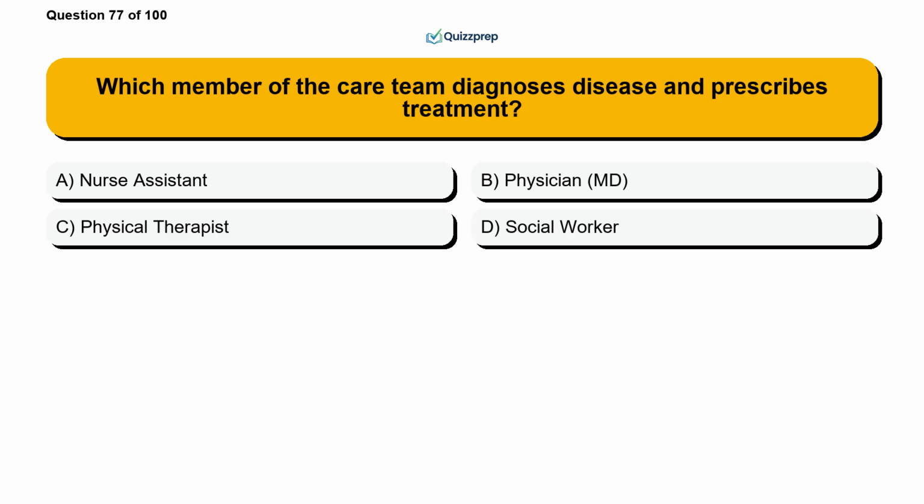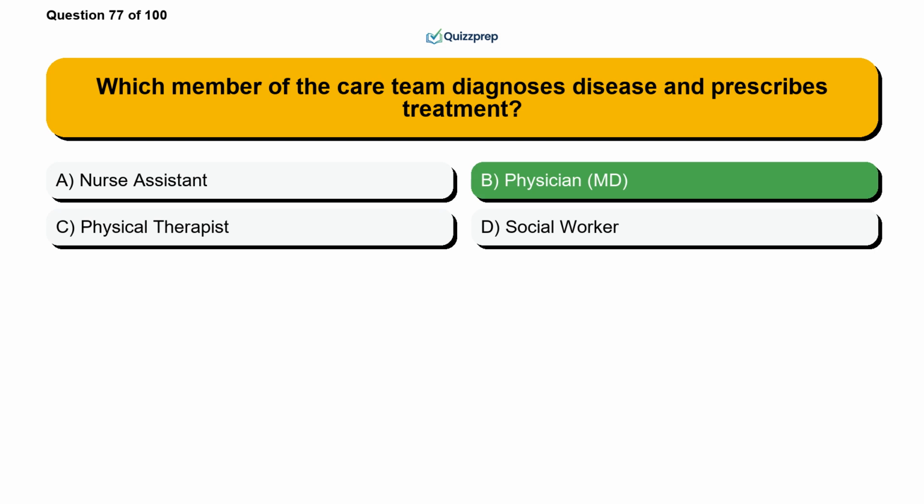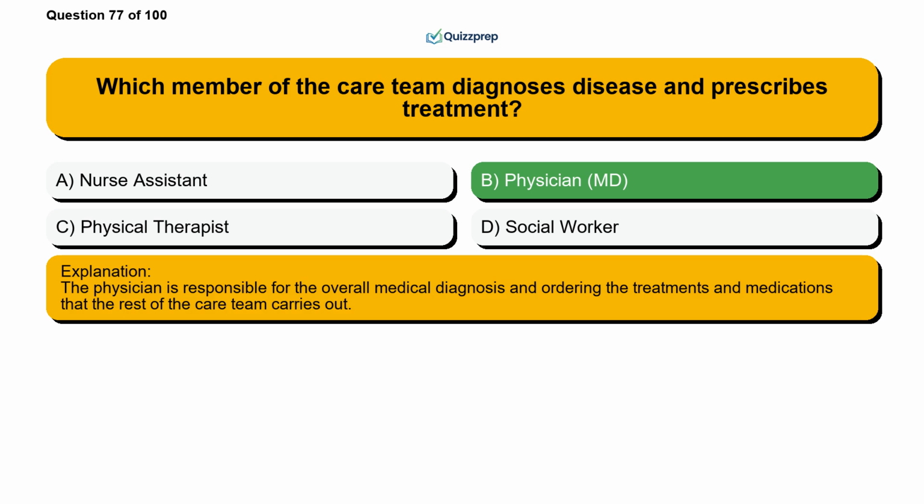Question 77. Which member of the care team diagnoses disease and prescribes treatment? Option A, nurse assistant. Option B, physician, MD. Option C, physical therapist. Option D, social worker. The correct answer is option B, physician, MD. The physician is responsible for the overall medical diagnosis and ordering the treatments and medications that the rest of the care team carries out.